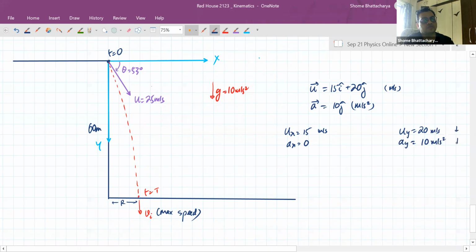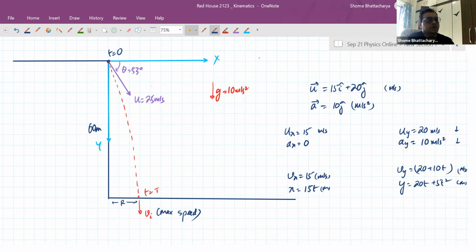So these are this time downwards. So the y component of velocity is 20 plus 10t. You can see the y component of velocity is increasing in magnitude. That's why all the time the speed is increasing. From this, your x component of velocity is constant. The x component of displacement is proportional to time. So now use these equations to generate everything.